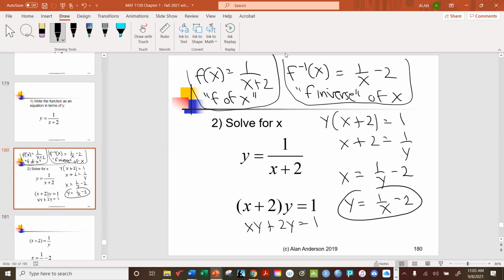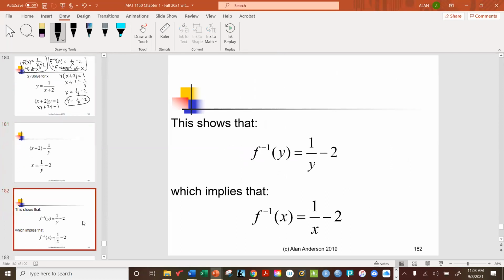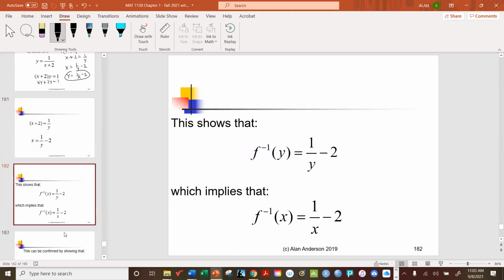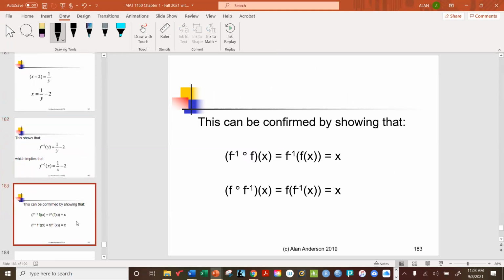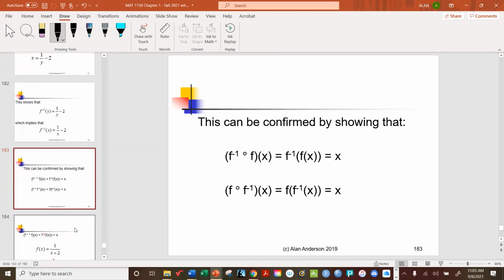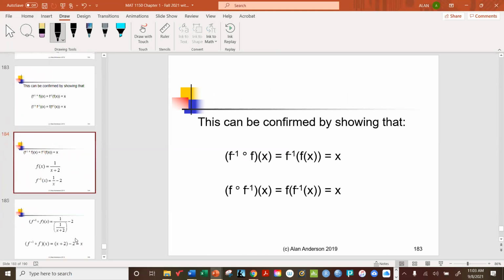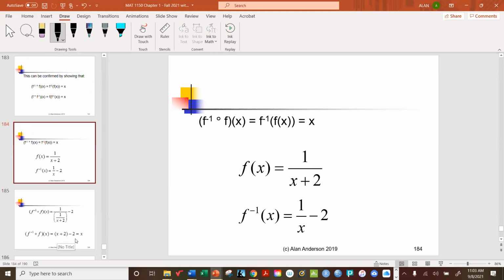Now, we can prove that they are inverses by using that technique we saw earlier. And what was that again? Oh, yeah. So remember, what we are claiming is that f of x, yeah, here it is. This is our f of x. This is our inverse.